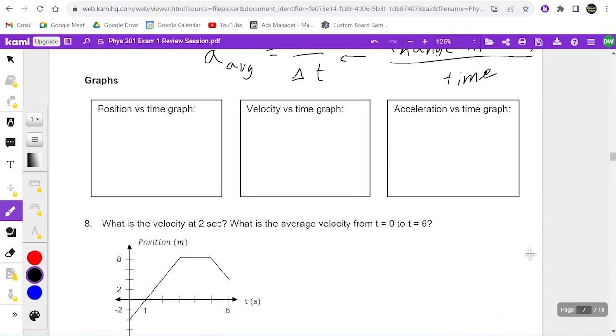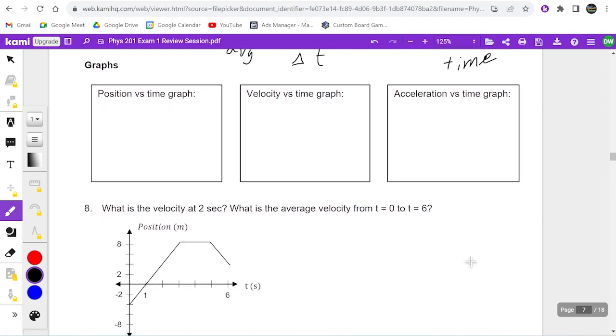Now here's a shortcut that they don't tell you in class, of course, why would they? But depending on the graph you get, you're only looking at one of three things. For the position graph, you're either looking at the y value, which is the position. In other words, the y value is the position. Or you're looking for the slope, which is the velocity. And that's it. That's one of the two things you're looking for.